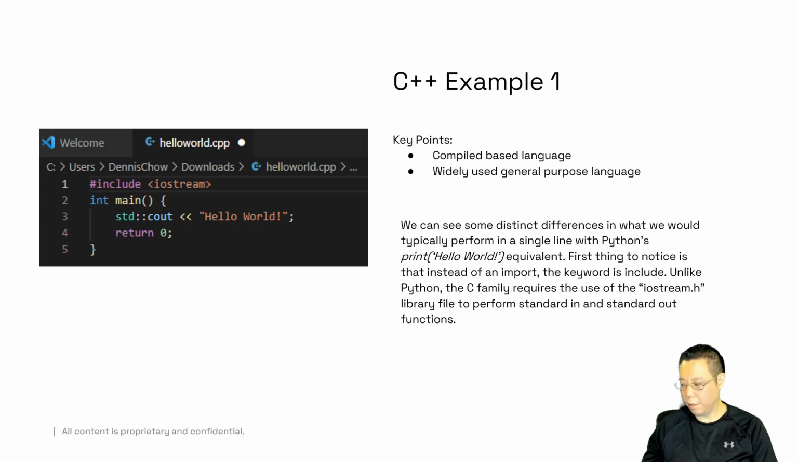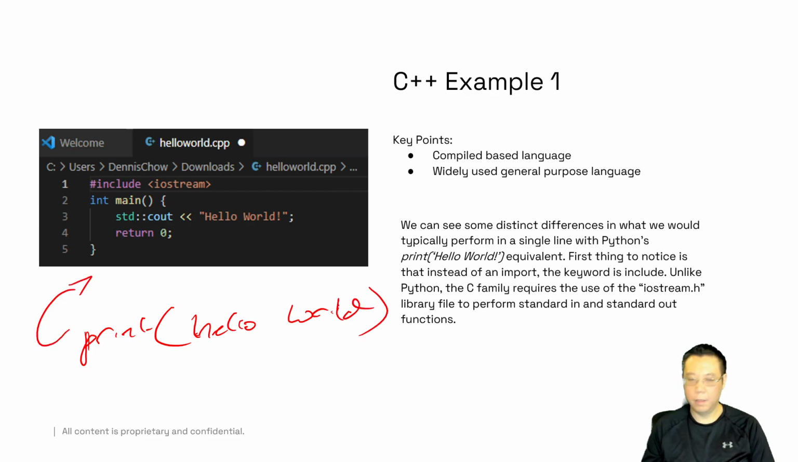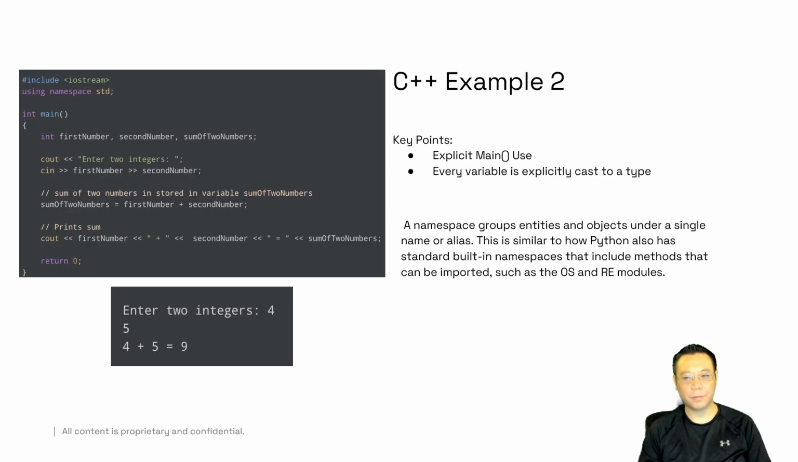Well, in Python, we know this. It's just print, hello world. And that's all it is, right? That's what we do here. We don't need to do anything else and overcomplicate it. Cool. Port number 1 done. I hope so. What about C++ in example number 2?